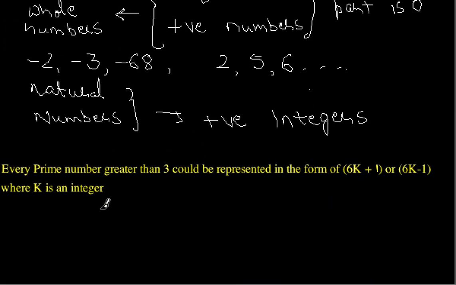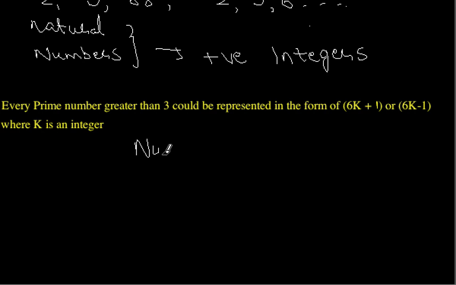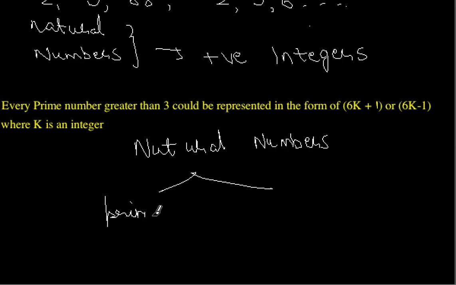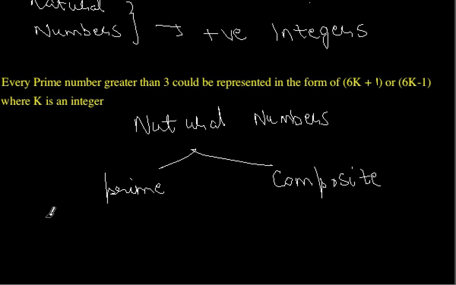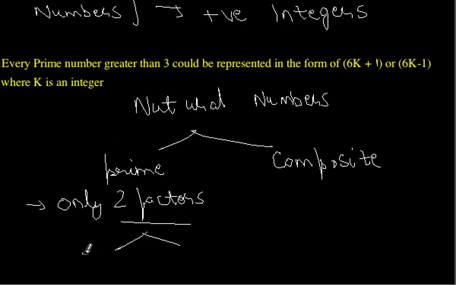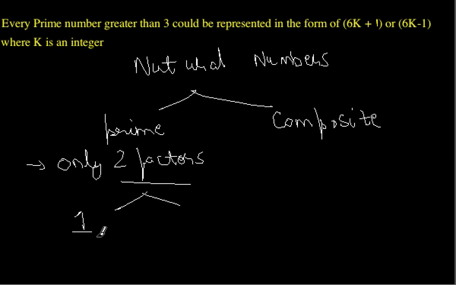Okay, so now these positive integers, that is the natural numbers, can further be divided into prime and composite numbers. Now what are prime numbers? Prime numbers are those numbers which have only two factors. Those two factors are 1, which is a factor of in fact every positive number, and the other factor is the number itself.